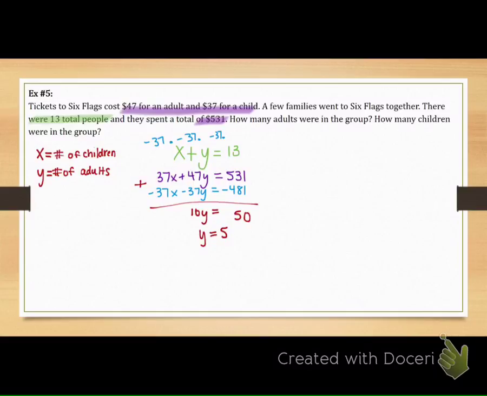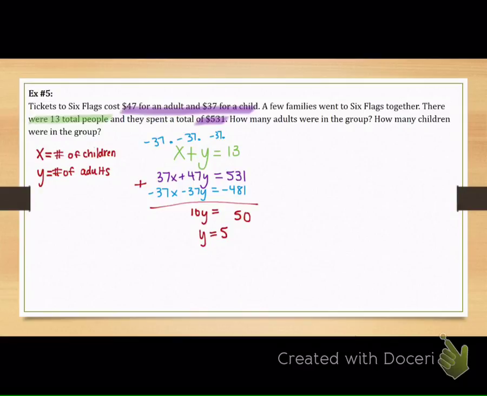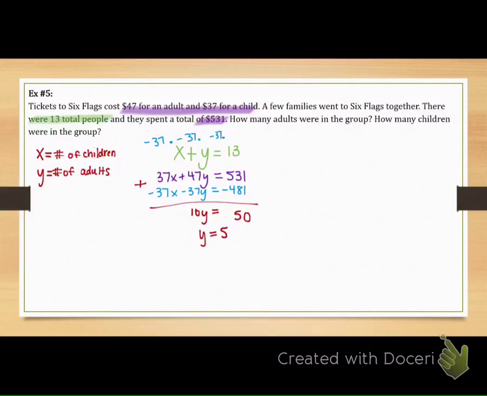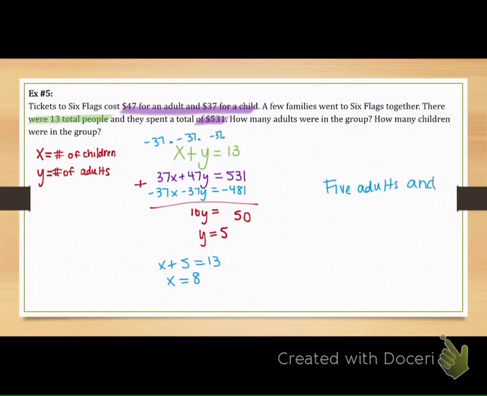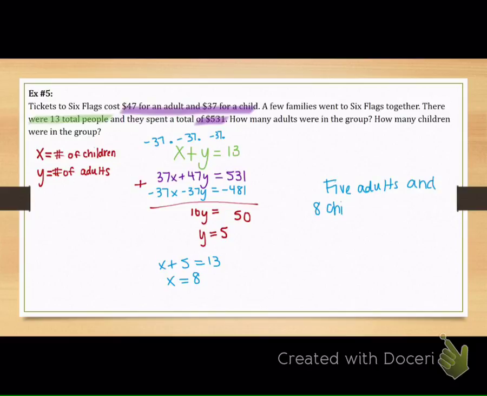Still got the right answer. Now what do I have to do to figure out the number of children, Connor? Substitute the Y for 5. So since it's a word problem, we write our final answer as a sentence. So we will say 5 adults and 8 children went to Six Flags.